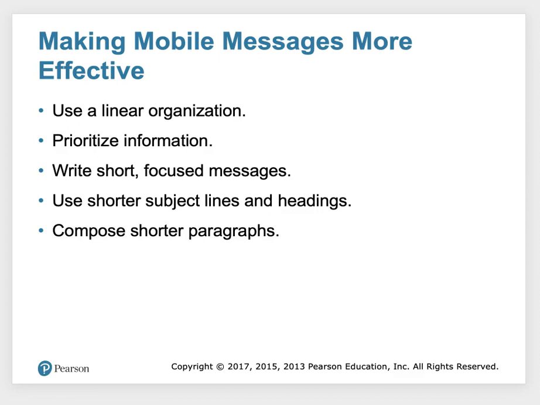So some things that you can do to help your mobile reader better understand the information is to use linear organization of your information. So to simplify reading on a mobile screen, organize with a linear flow from the top to the bottom of the message or top to the bottom of the article. The second tip is to prioritize your information. Since the small screen makes it difficult for a reader to scan the page to find the information that they want, you need to put the most important information first.